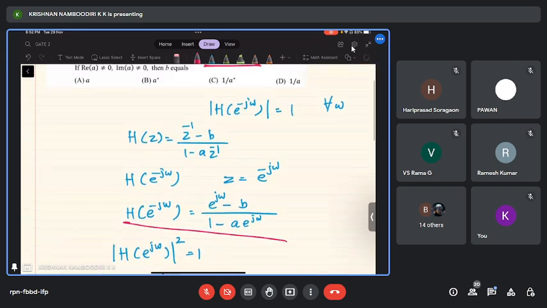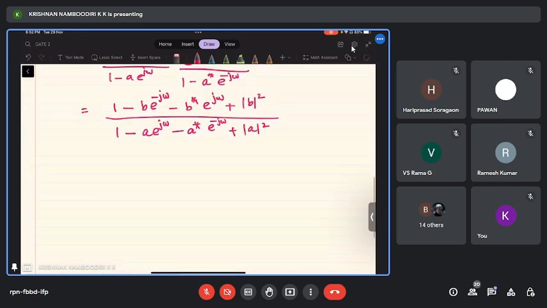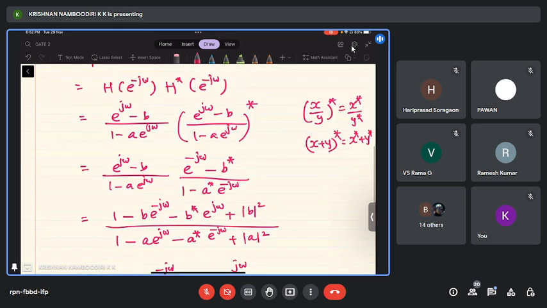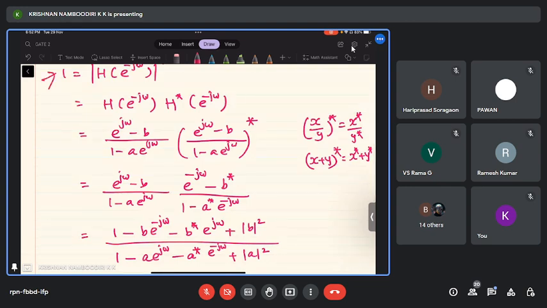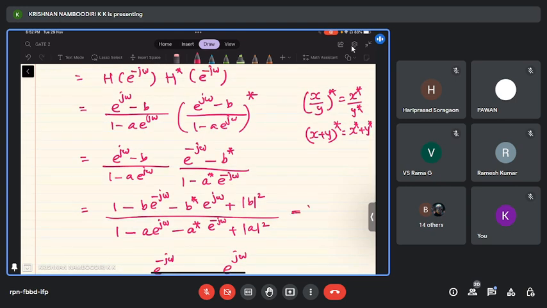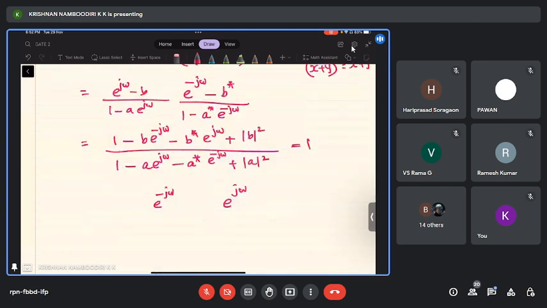a star, 1 by a star, or 1 by a. Basically, the coefficient of e power minus j omega should be the same and the coefficient of e power j omega should be the same, both in the numerator and denominator, because this is equal to 1, right? We have started from here. This must be equal to 1. That means both the numerator and denominator should be the same. Correct? So b equals what? a star, right?